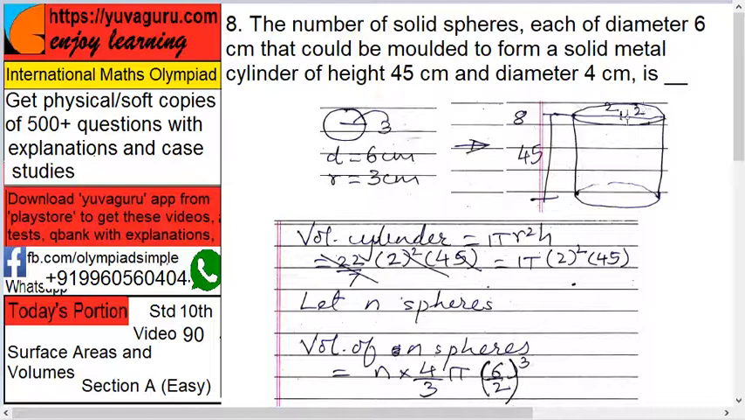Yes, 4 is the diameter, so 2 is the radius. H is 45. So let n spheres be required. So the total volume of n spheres is n into 4 upon 3 pi r cube, right?